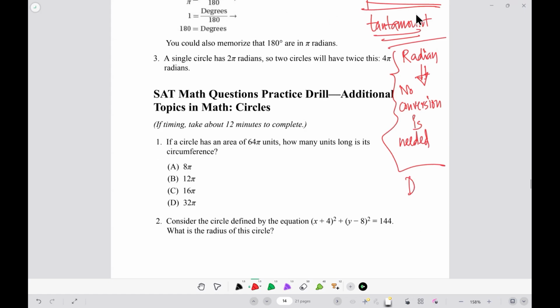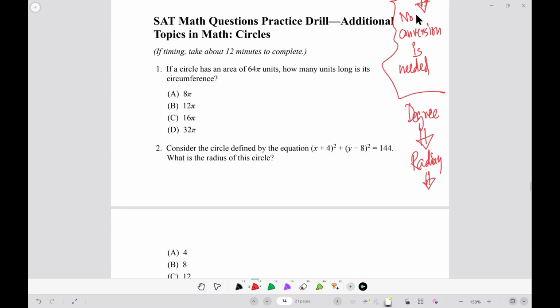But for degrees, if you want to compare them with numerical values, then you need to convert them to radians, and then you can compare the radian value with the normal numerical value.